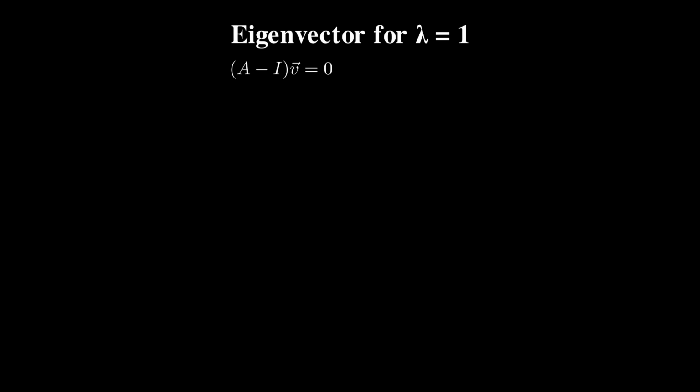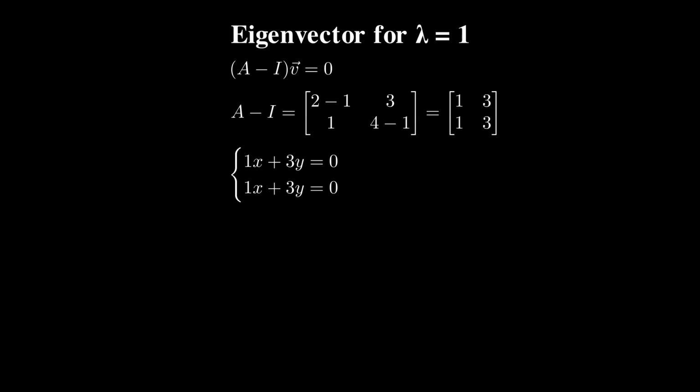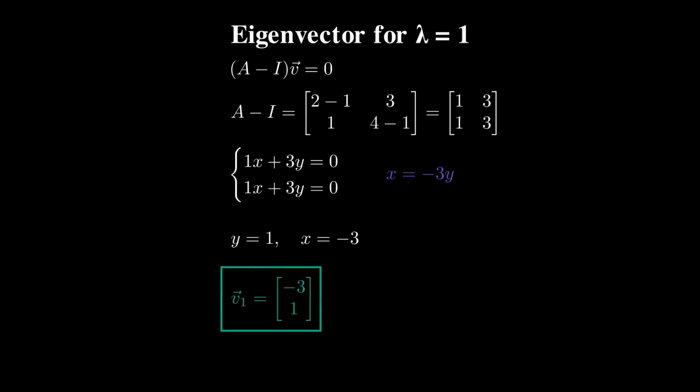Now let's solve for the eigenvector corresponding to lambda equals 1. We compute A minus the identity matrix. That gives us this matrix. Setting up the system from this equation gives these equations. From the first equation, we see that x equals negative 3y. We can choose y equals 1, which gives x equals negative 3. So the eigenvector for lambda equals 1 is (-3, 1).